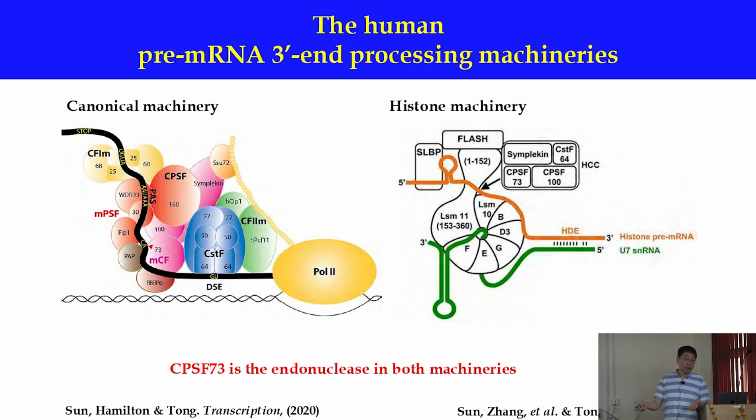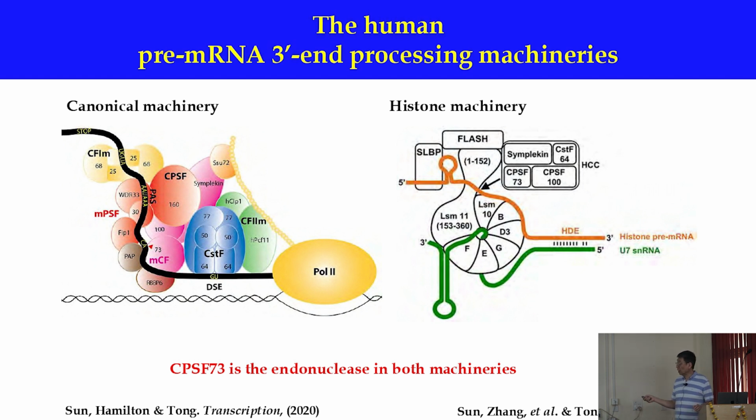So you're interested in drug discovery, I guess, right? If you think about it, these are critical events in the cell, the way I explained them. Then you would imagine that CPSF73, being the nucleus for both machineries, you can't really touch it. You cannot really touch CPSF73 because if you mess around with CPSF73, you will probably kill the cell.